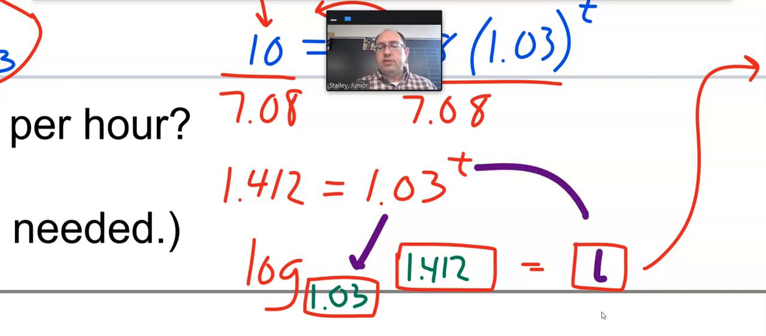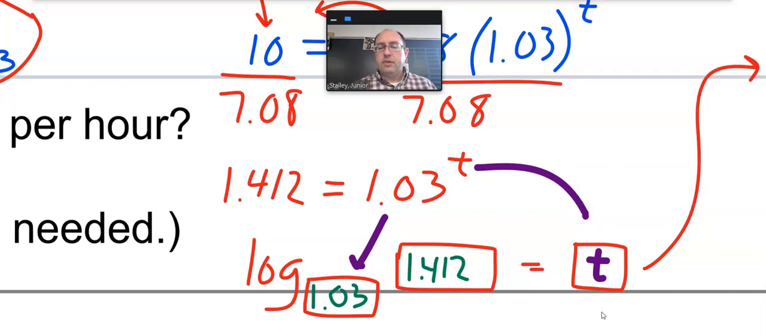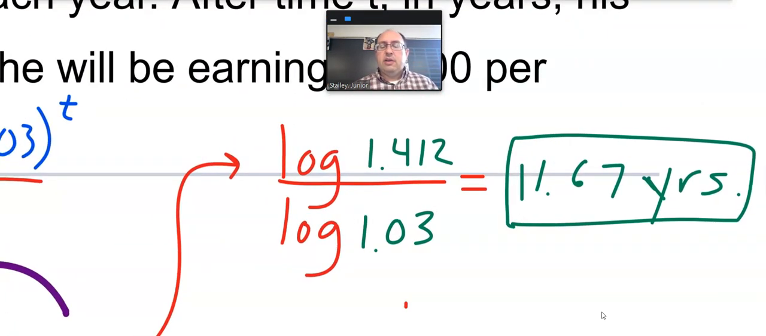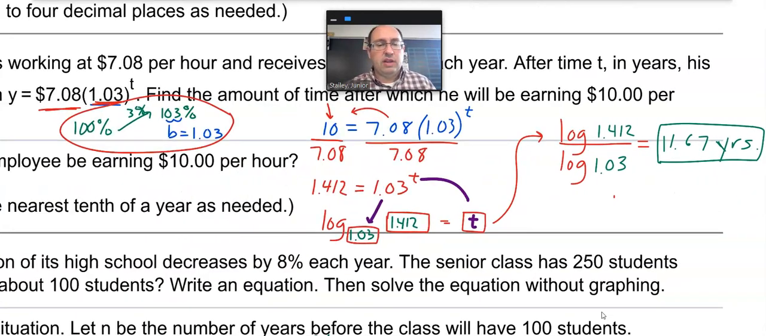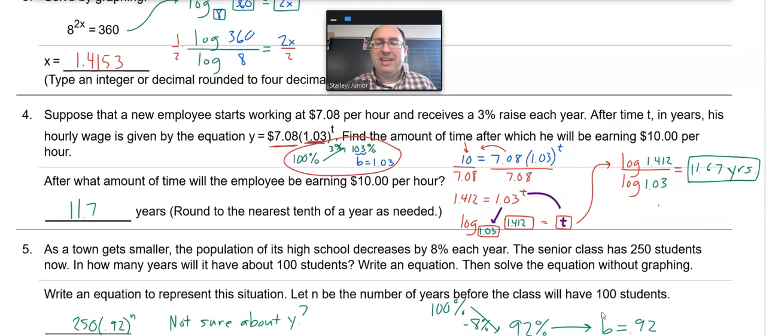The exponent is t, and it equals 1.412. And, of course, I don't know how to do that logarithm, nor do you. Therefore, you must use the change of base theorem. And when you do that, magically, 11.67 years comes up. And then you have to pay attention to the rounding issue. 1/10 of a year, so that's 11.7.